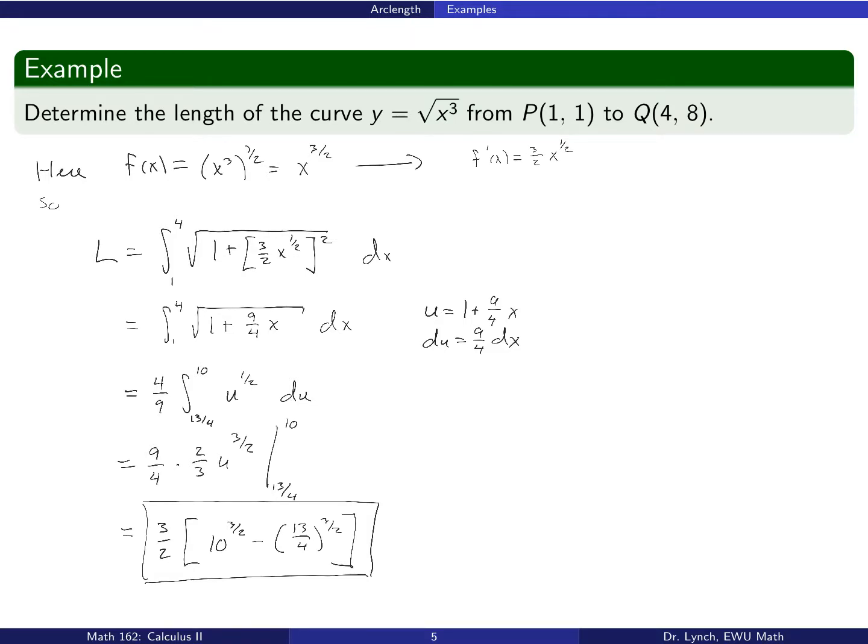Simplify the integrand, make a u substitution, u equals 1 plus 9/4 x. Obtain an integral in u with some new limits, evaluate that integral, and we can see the arc length here: some number, 3/2 times the quantity 10 to the 3/2 minus 13/4 to the 3/2. Okay, super.